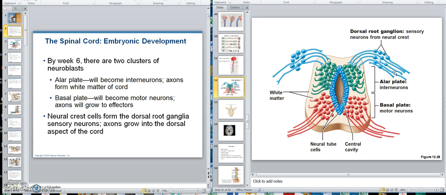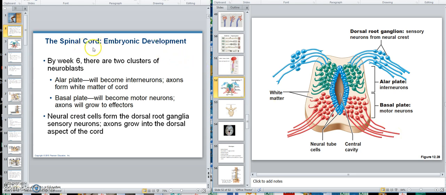Now, one thing I want you to know about the spinal cord: all sensory comes in through the back. This would be the back of you. And all motor comes out through the front. So the alar plate is where you develop neurons that are sensory, coming in. And the basal plate, motor, going out. So remember from my last video, sensory is afferent, motor is efferent. Okay?